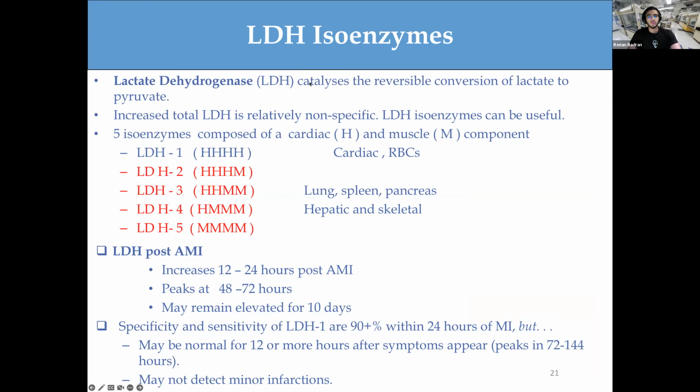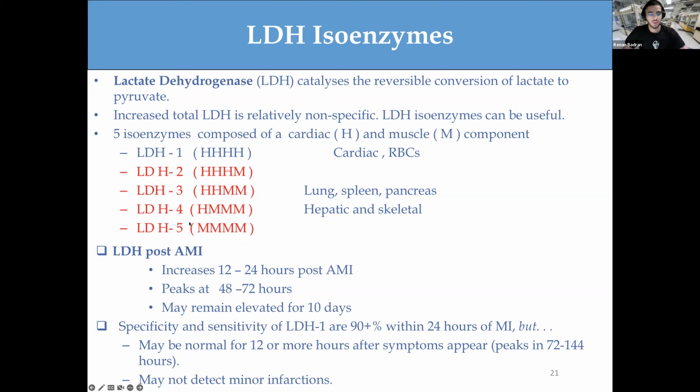LDH, lactate dehydrogenase, catalyzes the reversible conversion of lactate to pyruvate. Increased total LDH is relatively non-specific. LDH isoenzymes can be useful, in what case you'll see shortly. There are 5 different types: LDH1, LDH2, 3, 4, 5. Going from 1 to 5, the H decreases and the M increases. LDH1 has no M, only H. LDH2 has 1 M. LDH3 has 2 M. LDH4 has 3 M. And LDH5 has 4 M. Again, memorize it.